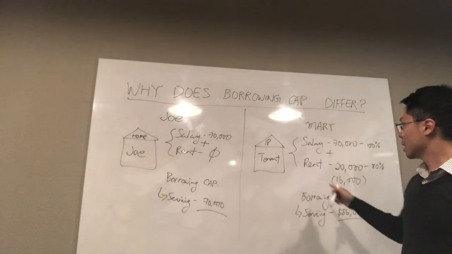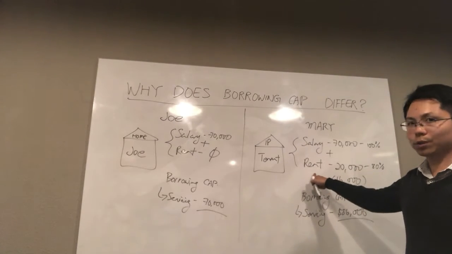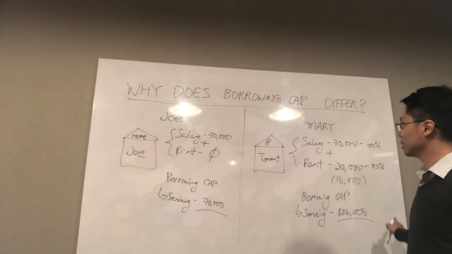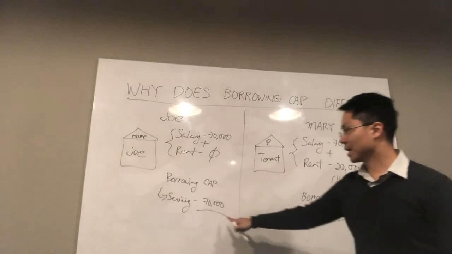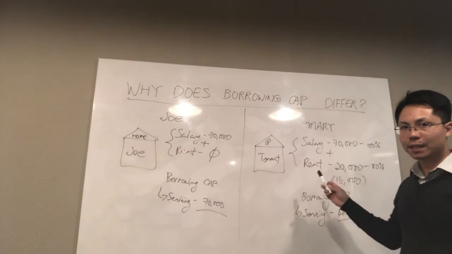So the difference, $70,000 versus $86,000, is simply because the tenant is paying additional rent. For that purpose, banks are willing to use up to 80% of the rent to improve the servicing. In this case, Mary will be able to borrow more, just because that figure is about $16,000 extra on top of the salary. Okay, so primarily that's the difference.